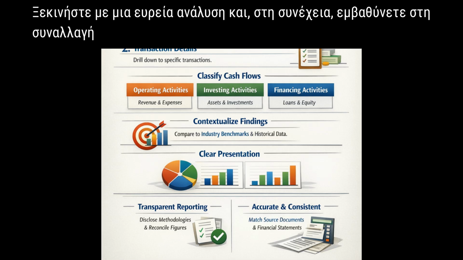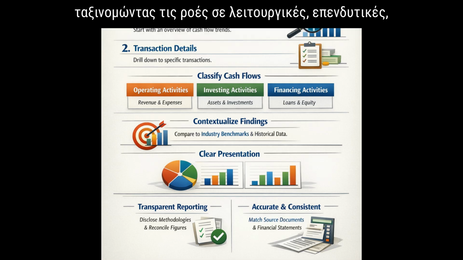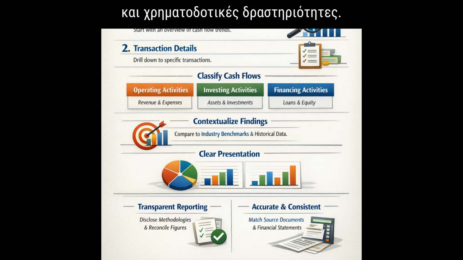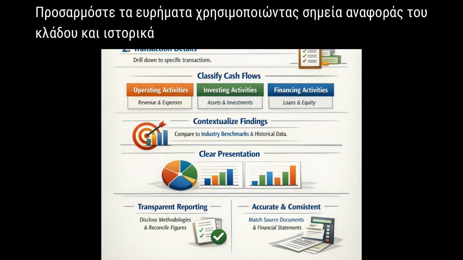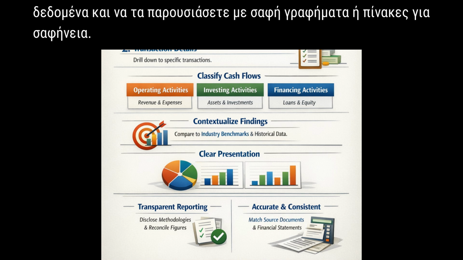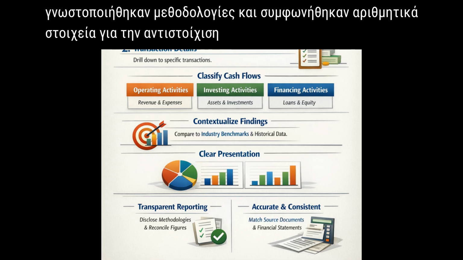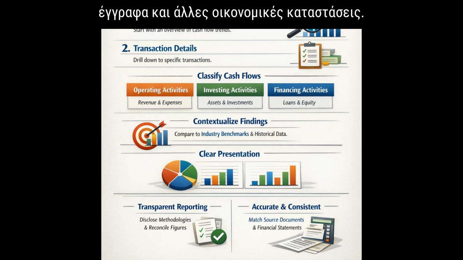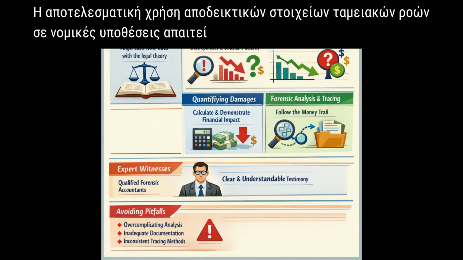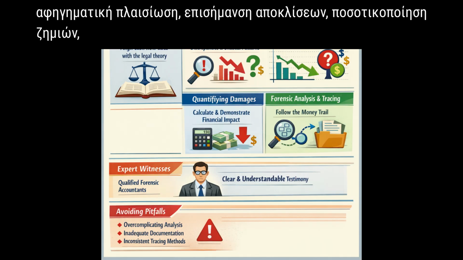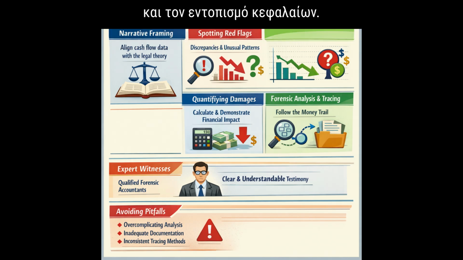Start with a broad analysis, then drill down to transaction-level details, classifying flows into operating, investing, and financing activities. Contextualize findings using industry benchmarks and historical data, and present them with clear charts or tables for clarity. Reports should be logical, concise, and fully transparent, with disclosed methodologies and reconciled figures to match source documents and other financial statements. Using cash flow evidence effectively in legal cases requires narrative framing, highlighting discrepancies, quantifying damages, and tracing funds.